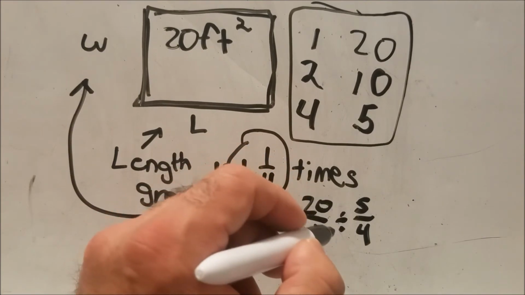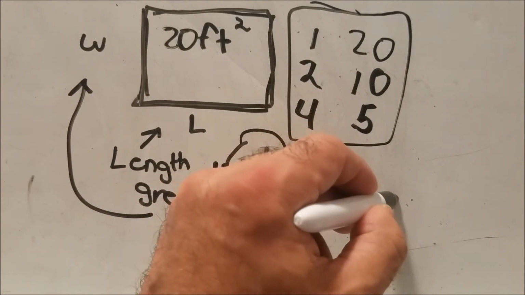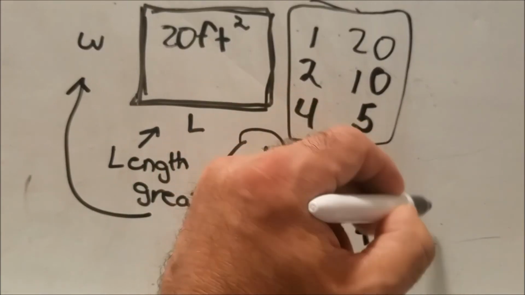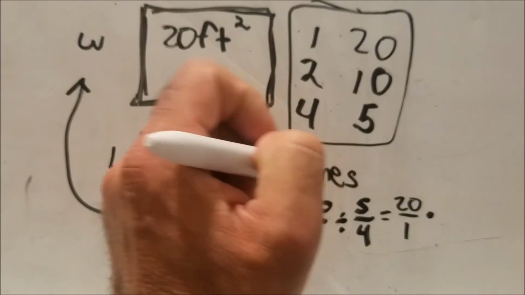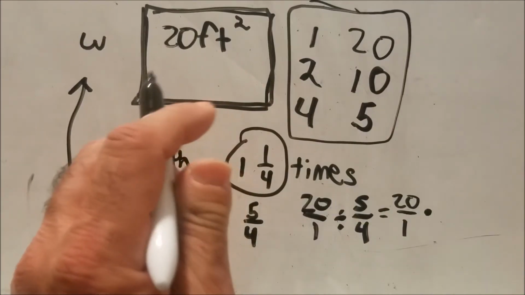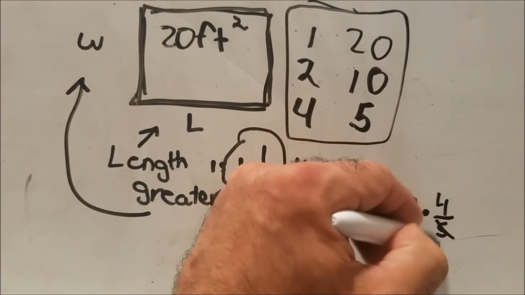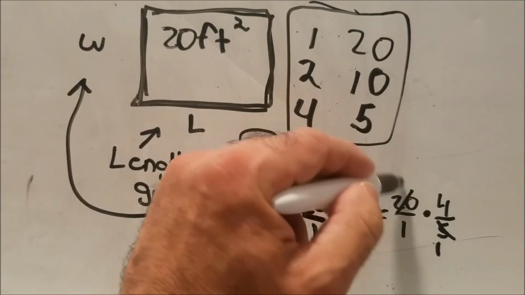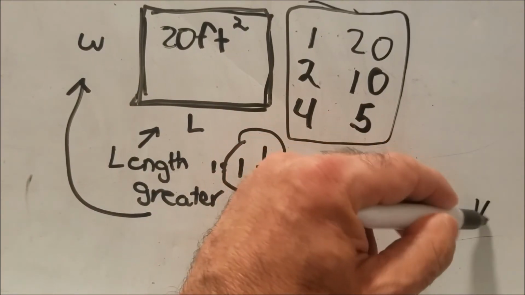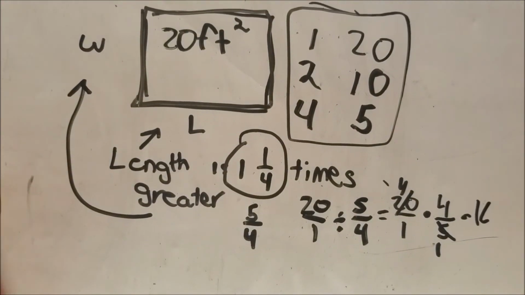So what do we do with division? Right, we're going to say 20 over 1 times, remember in division, we keep, change, flip. We do the reciprocal. We've done this before. 5 goes into 5 once. 5 goes into 20 4 times, and we get 16. So, no, 16 doesn't work. It's too big. We're trying to get 1.